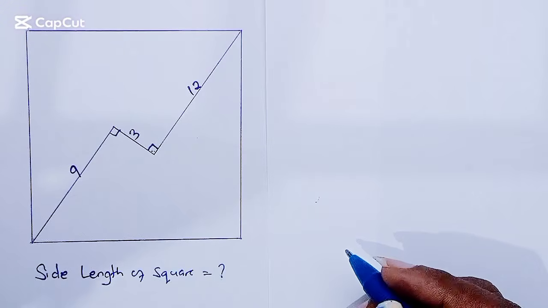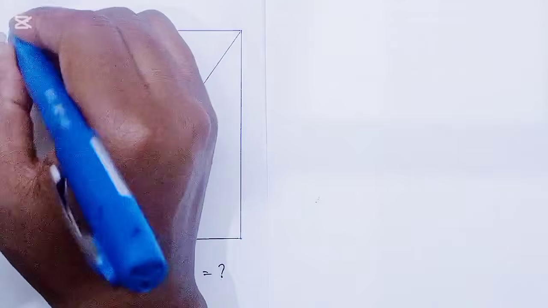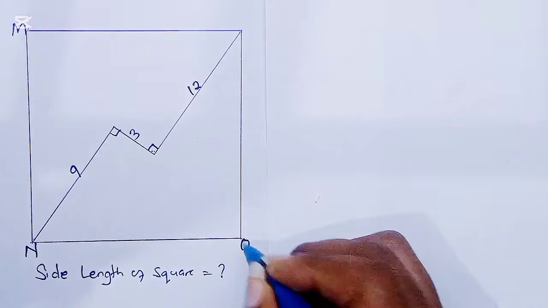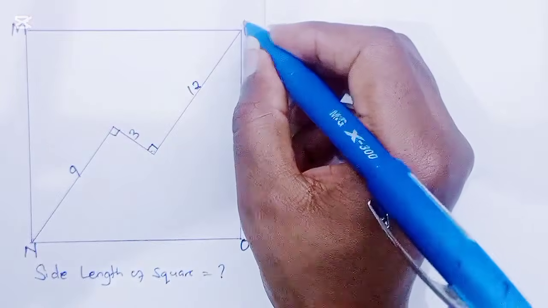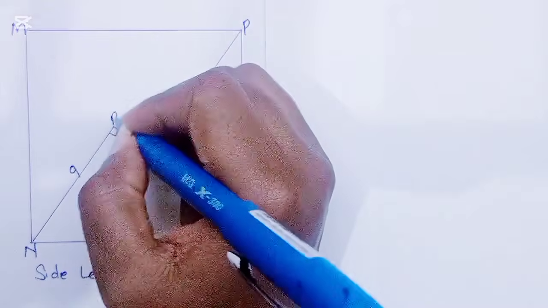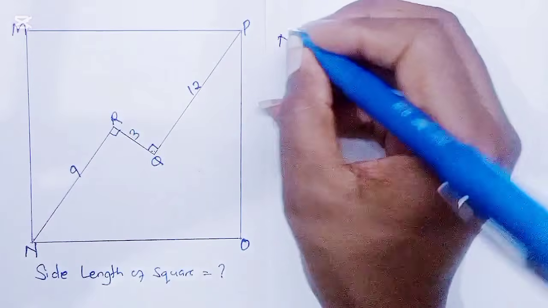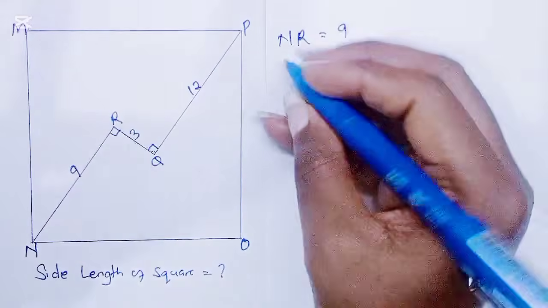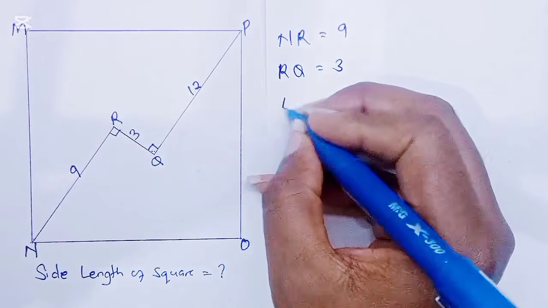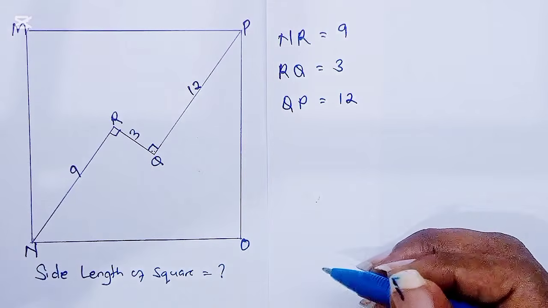We're going to start by labeling the points of the square. Let this be M, N, O, P, Q, and this R. So we've been given that NR is 9, RQ is 3, and QP is 12.